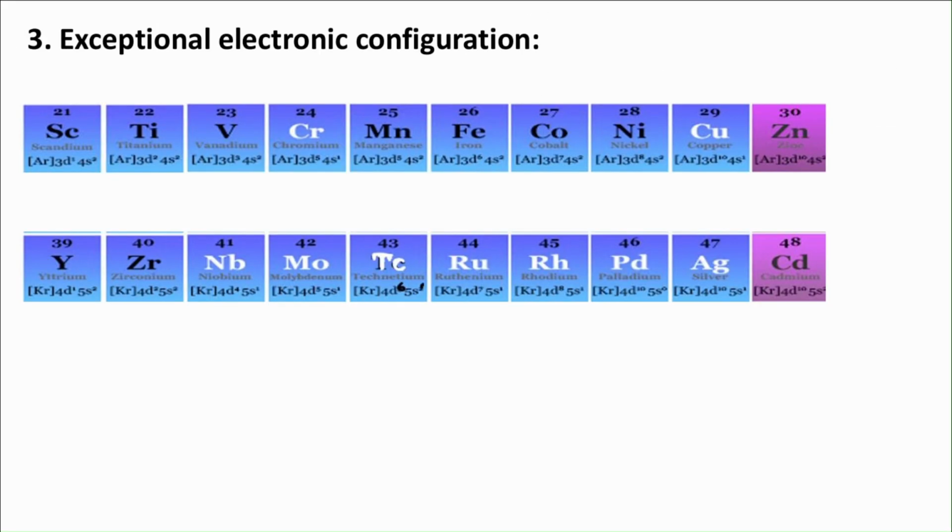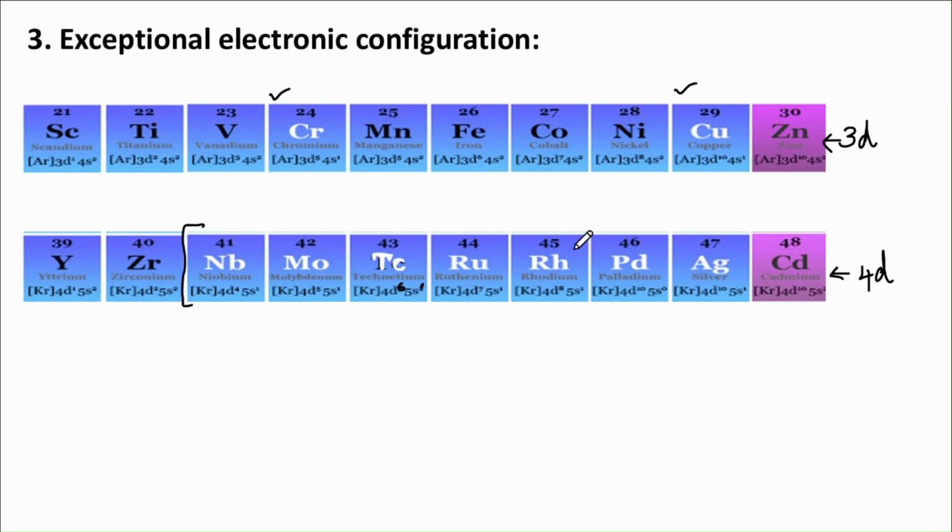The same exceptional electronic configuration is also observed in the other series of the d block elements. So, let us compare that with the 3d series. In the 3d series, as we already saw, only chromium and copper have the exceptional electronic configuration. So, this is the 3d series. Now, we will move to the 4d series. In the 4d series, 7 elements show the exceptional electronic configuration. The elements given in white show the exceptional electronic configuration.